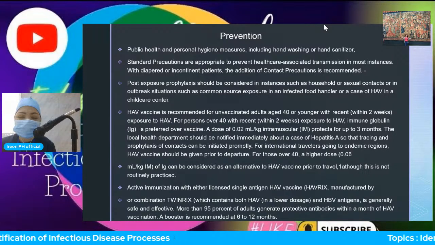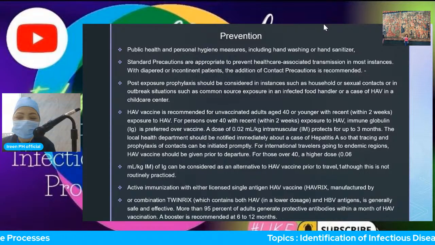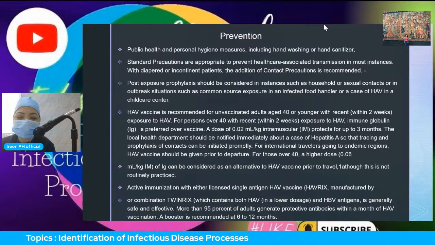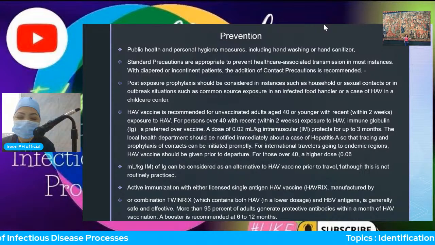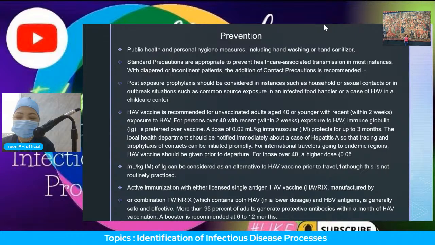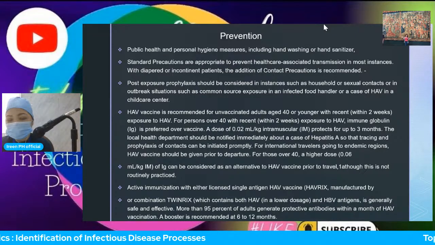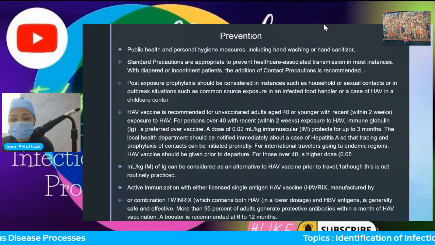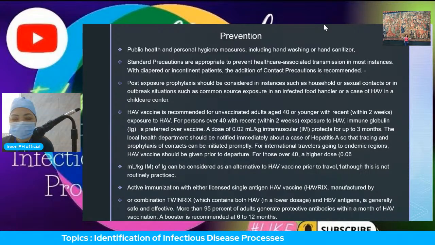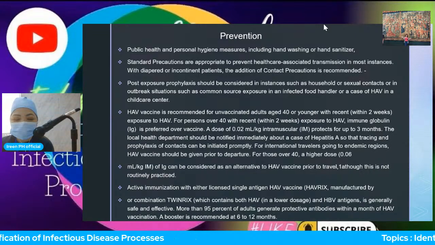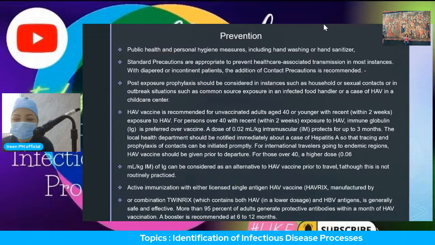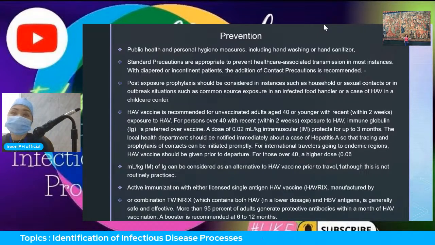For international travelers going to endemic regions, hepatitis A virus vaccine should be given prior to departure. For those over 40 or higher, a higher dose, of course, 0.06 ml. So that's for adults. And consider immune globulin as an alternative to hepatitis A virus vaccine prior to travel, although this is not routinely practiced.